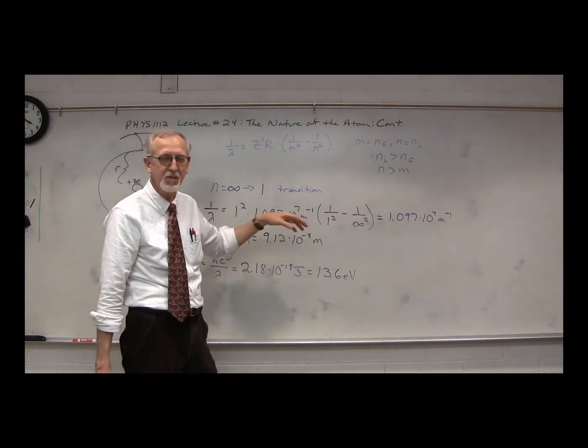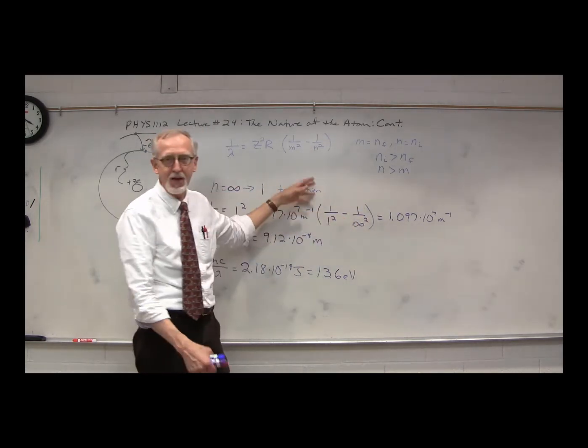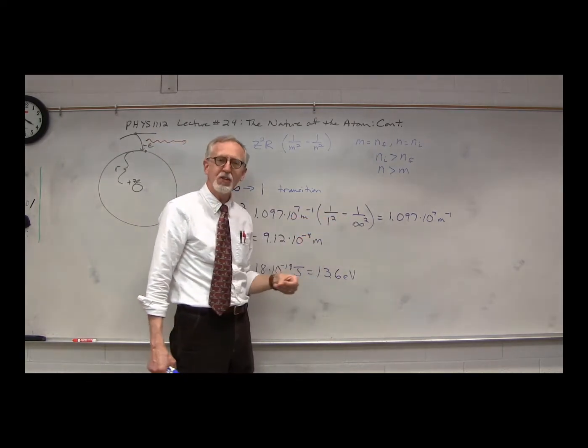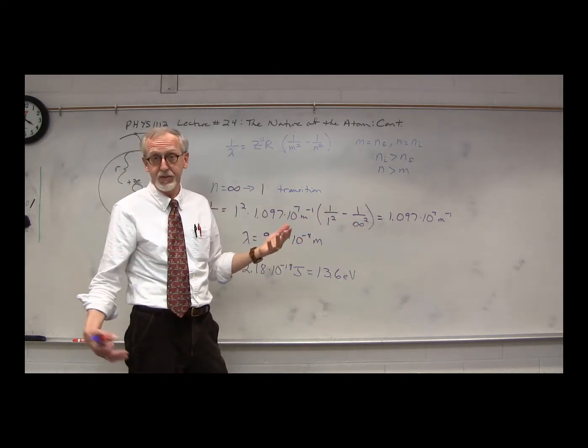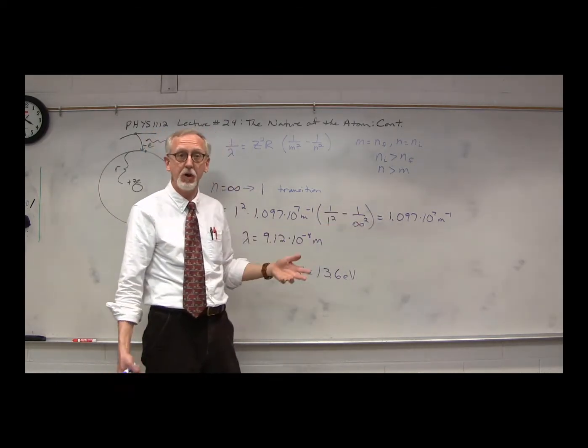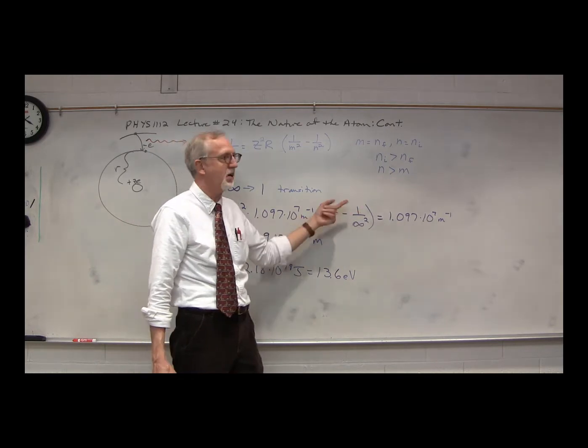Now, I know mathematicians hate writing things like this, but I'm not a mathematician, so I'll just do it. 1 over infinity squared. What's infinity squared? Well, a big number squared is a bigger number. Infinity squared is infinity. 1 over infinity is 0. So we've got 1 minus 0 is 1.